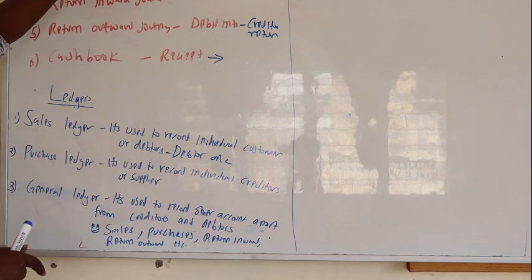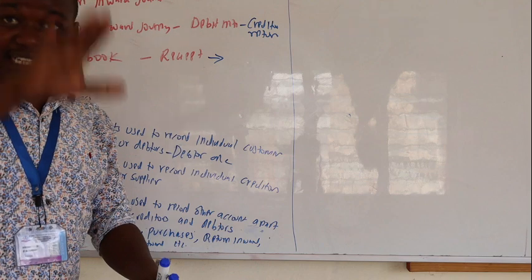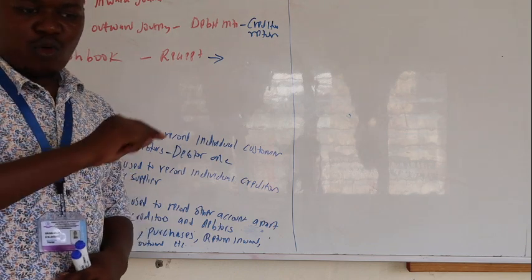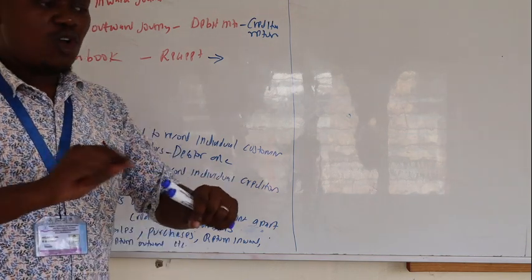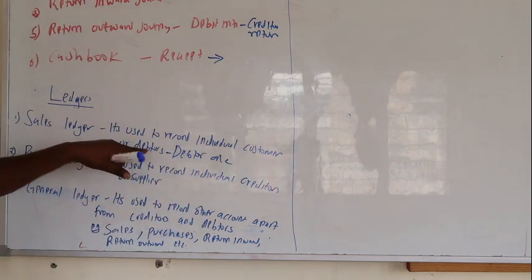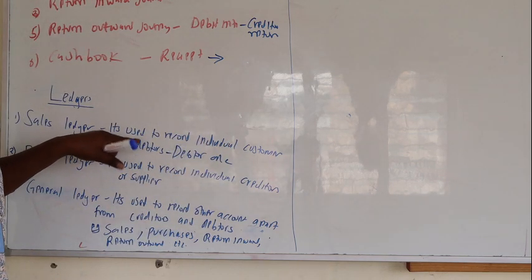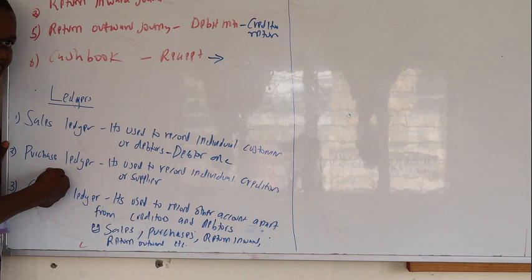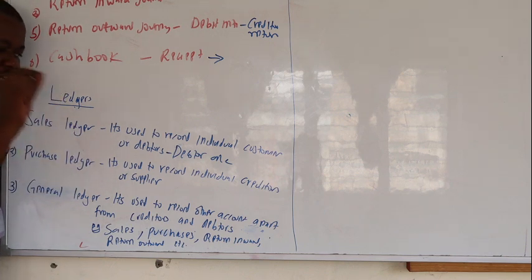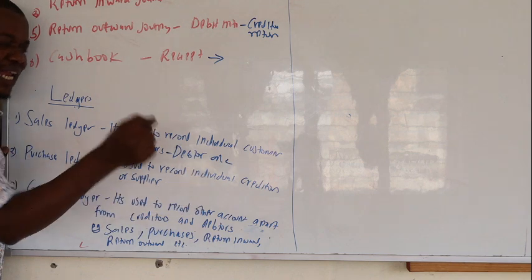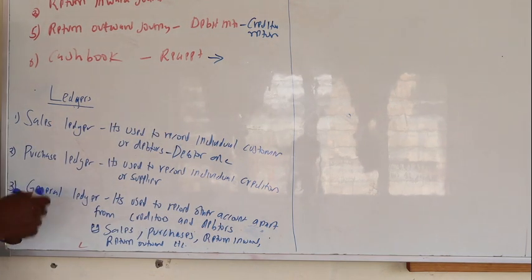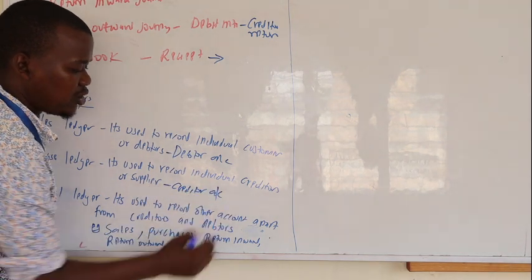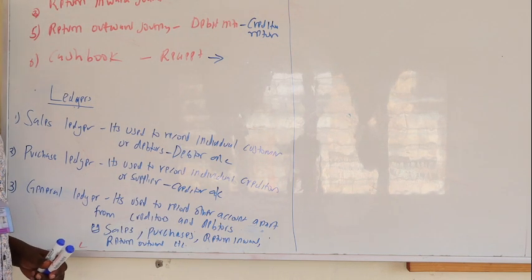For example, the sales journal contains all the debtors, but in the sales ledger, you find that we have individuals. There is an account for Moses, an account for Musa, an account for Manuel. Individual debtors' accounts are contained in the sales ledger. Then we have what we call the purchase ledger. The purchase ledger is used to record individual creditors or suppliers, so it contains individual creditors' accounts.